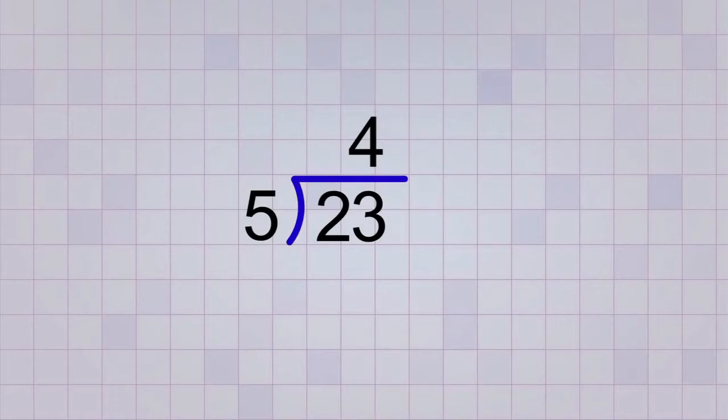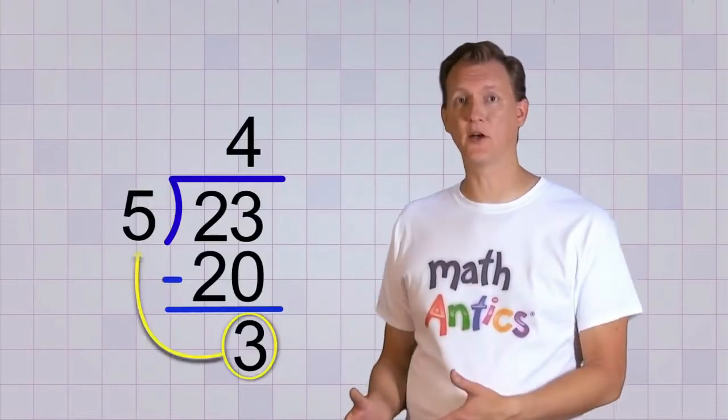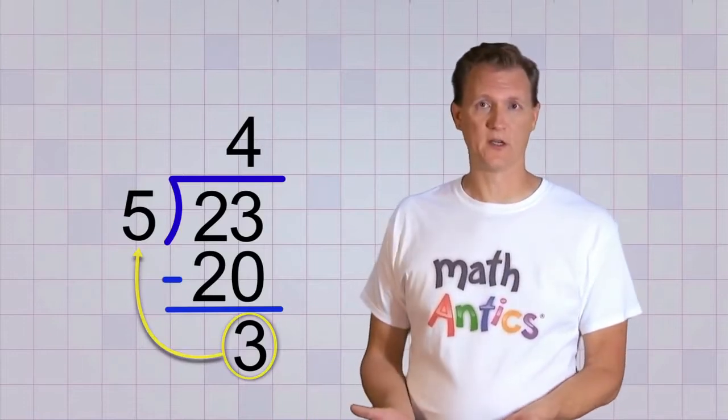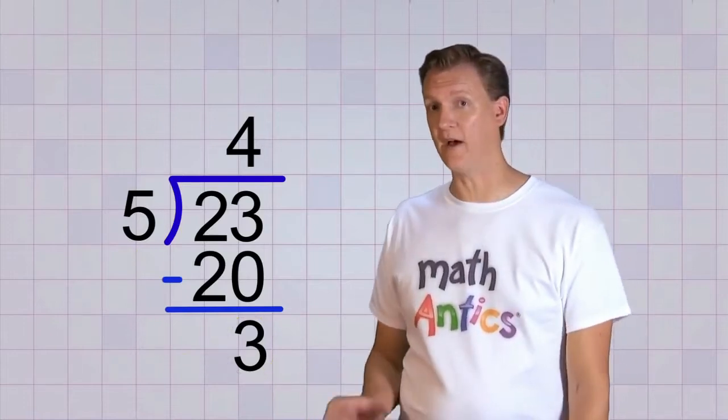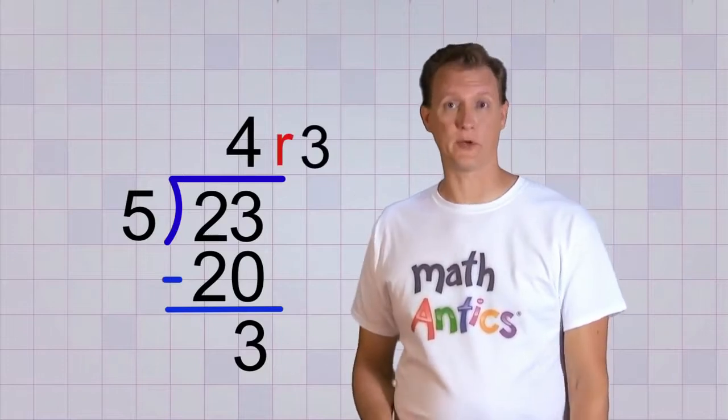Next, we need to do the step where we multiply the answer, 4, by the number of groups, 5, and we get 20, which we'll write below the number we're dividing up, 23. Now we subtract those numbers to see what our remainder is. 23 minus 20 is 3. Well, that's good. 3 is less than our number of groups, so it's a reasonable remainder. So our answer to 23 divided by 5 is 4 with a remainder of 3.